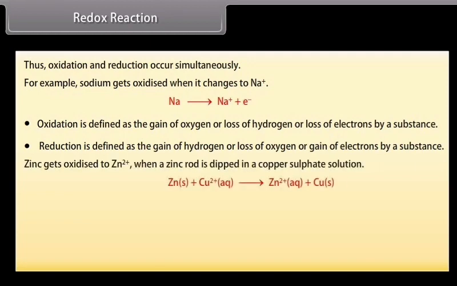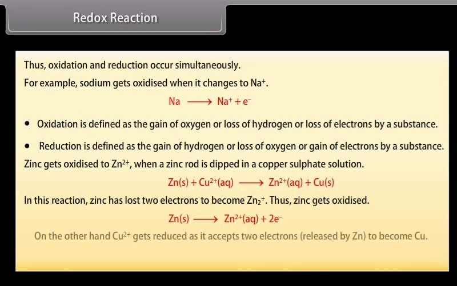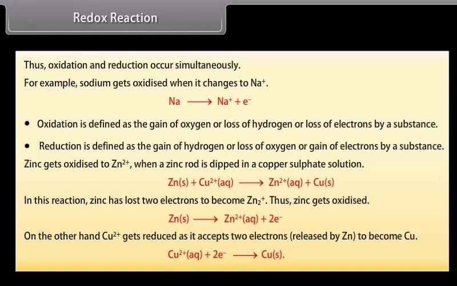Zinc gets oxidized to Zn2+. When a zinc rod is dipped in a copper sulfate solution, in this reaction, zinc loses 2 electrons to become Zn2+. Thus, zinc gets oxidized. On the other hand, Cu2+ gets reduced as it accepts the 2 electrons released by Zn to become Cu.